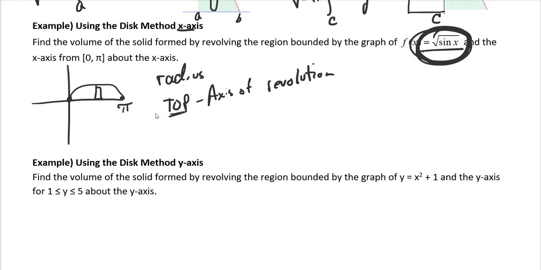Okay, minus the axis of revolution. So in this case, it would be the square root of sine x minus 0, right? Because that's y equals 0 right there, the x-axis. And this is then my radius right there.